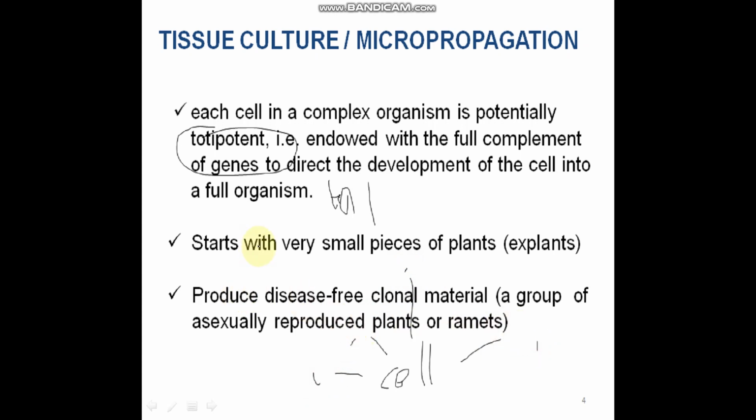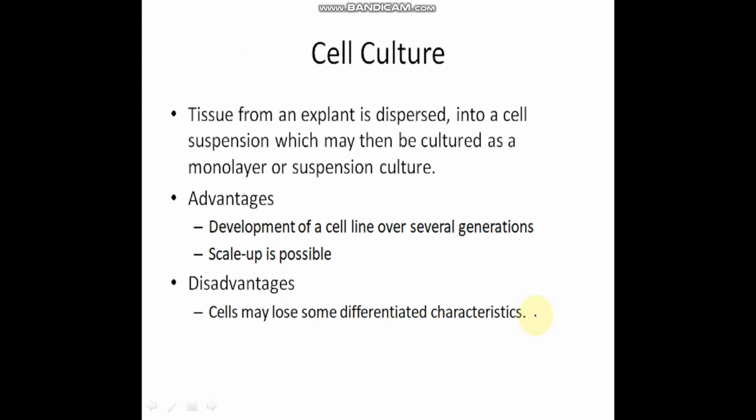Okay, so it starts with very small pieces of plants, called explants, and we can produce disease-free clonal material. If you take it from the tip, the meristems, they are disease-free. So you can culture them to produce a new plant.